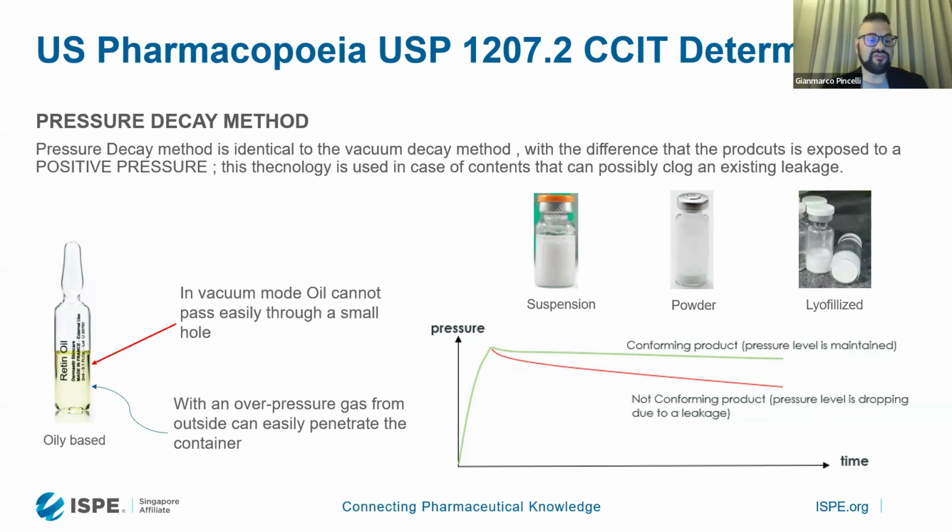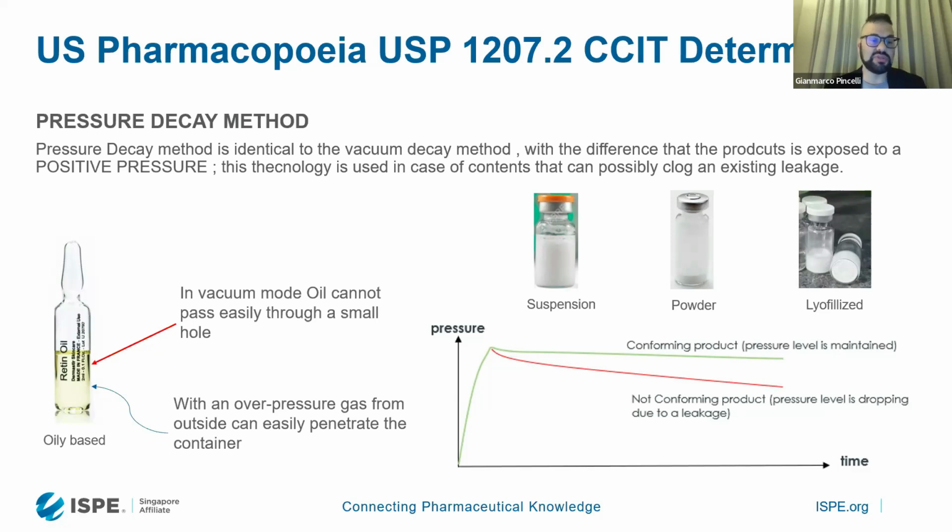So, in case of positive overpressure outside of the container, the system is exactly identical to the vacuum decay, but instead of the vacuum pump, we have compressed air. We generate approximately one positive bar of gas outside of the product, and the air can enter through a thin path. So you see some bubbles entering over the test.